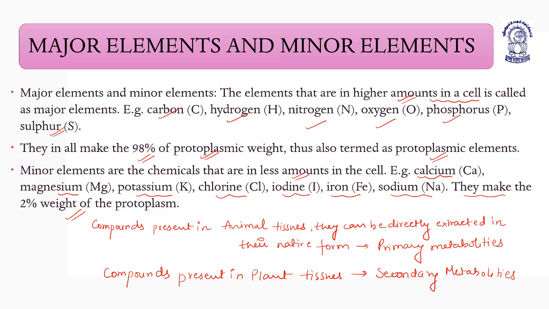So these secondary metabolites include alkaloids, rubber, essential oils, antibiotics, etc. These are the main compounds. Those seen in animal tissues are primary metabolites, and those seen in plant tissues are secondary metabolites. Secondary metabolites have ecological importance.